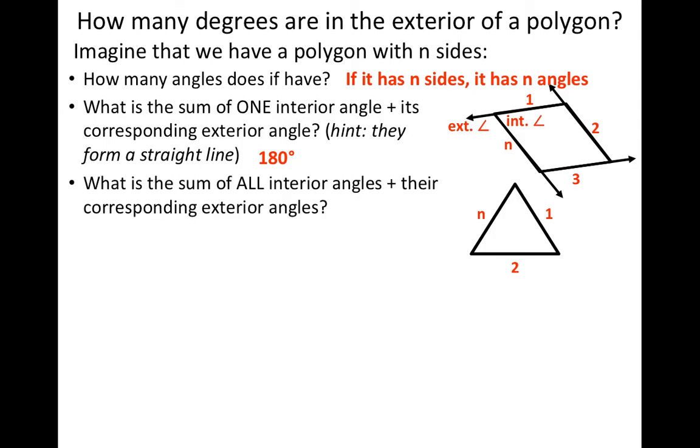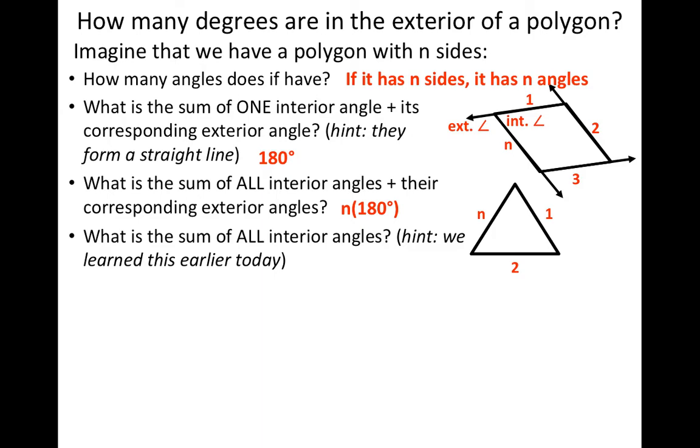So the next question I could ask is, what is the sum of all interior angles plus their corresponding exterior angles? Well, if we have n such pairs of angles and they're 180 degrees each, then if I just multiply, I get n times 180. So the sum of all the interior angles and their corresponding exterior angles is n times 180. Now I ask the question of, what is the sum of all the interior angles? And that's what we just learned in the interior angle theorem. It is n minus 2 times 180.